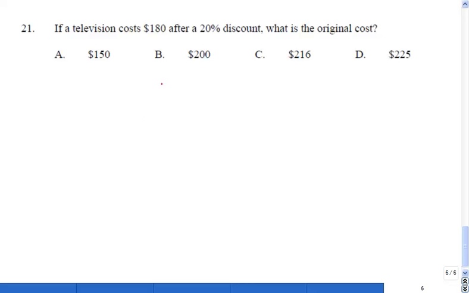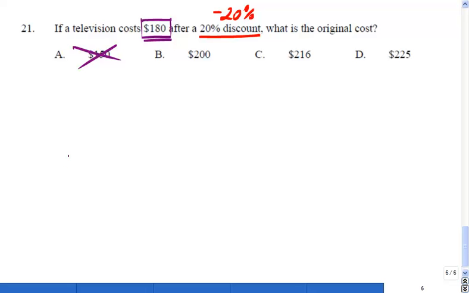Okay. Now, a 20% discount means from the original price, right? Whatever the original price was, you took 20% off. Well, if now you have $180, what can you tell me about the original price? Can that be less than $180? Well, I don't think so, right? So A cannot be a good answer, because the original price should be 180 plus 20% of that, and that will tell me the original price.